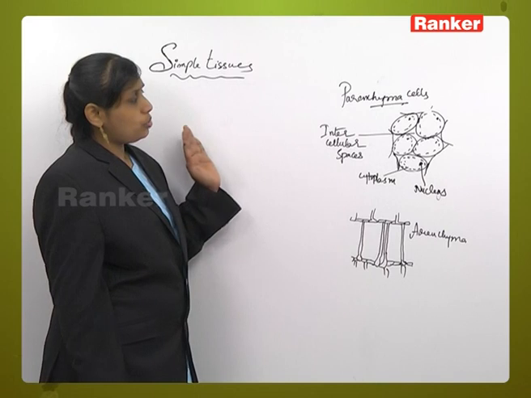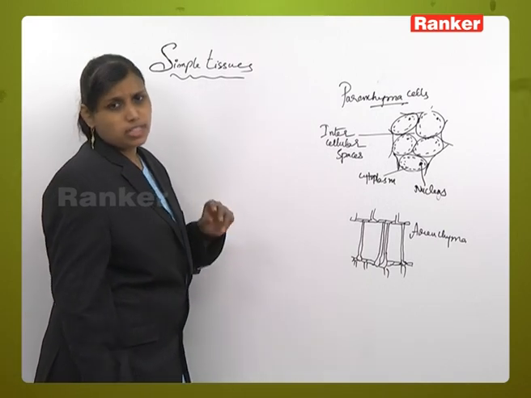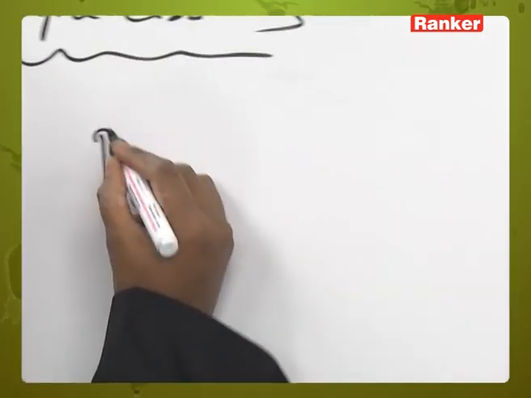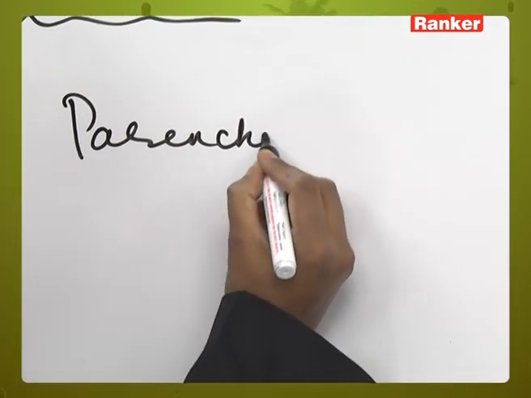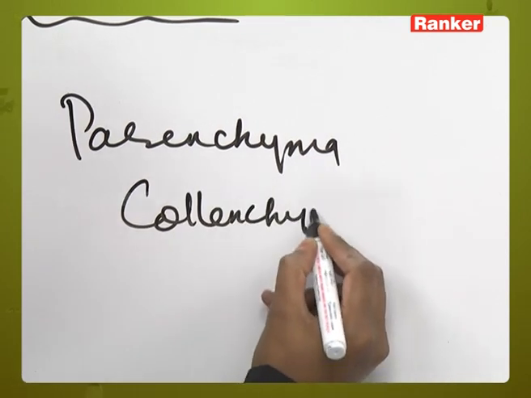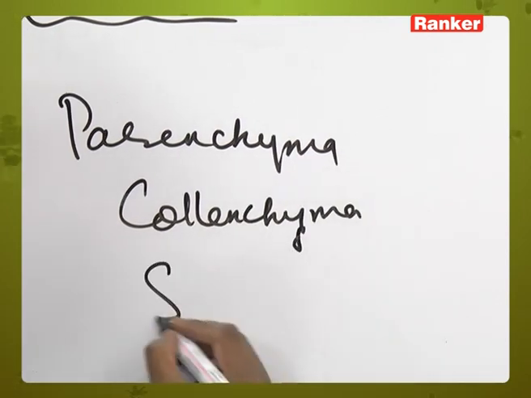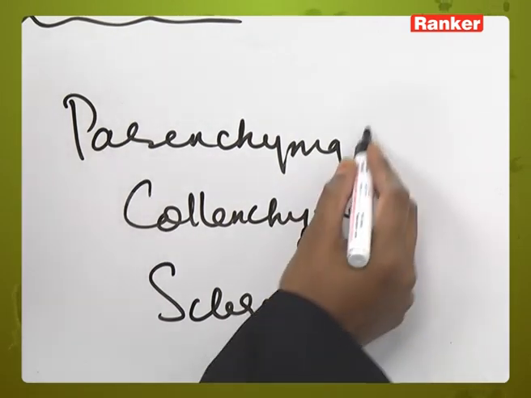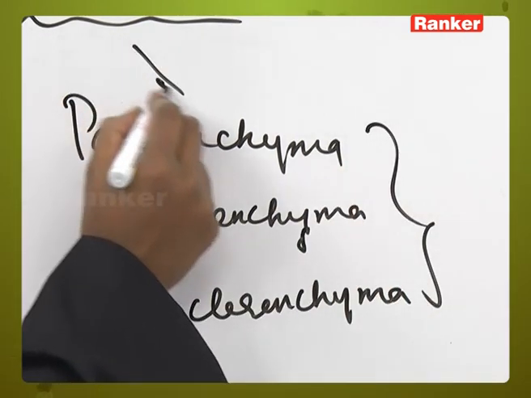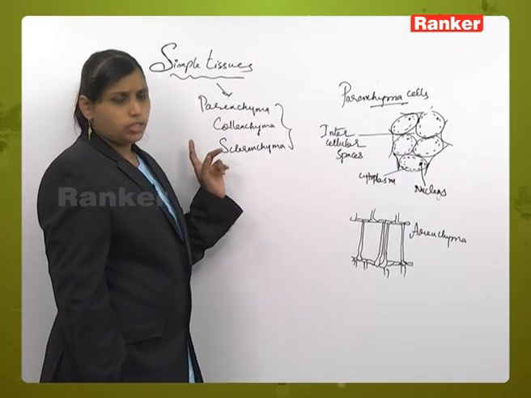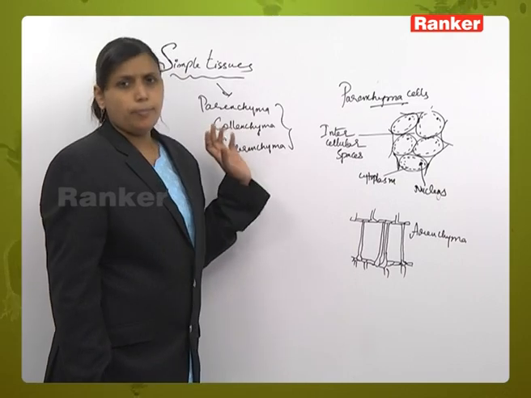Now in simple tissues you will be studying three types of cells. Those are called parenchyma cells, collenchyma and sclerenchyma. These three types of tissue together constitute the simple tissue. Now first we will be dealing with the parenchyma tissue.